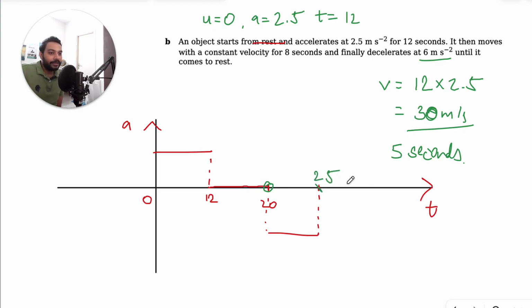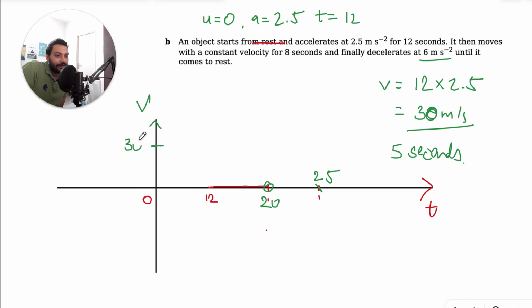Now we can draw the VT graph. Let's remove these. This was 20. So this is now V, velocity, with 0 and 30. Drawing a horizontal guideline here, and then vertical guidelines. From 0 till 30, first leg. 30 constant for 8 seconds, second leg. From 30 to 0, third leg, 5 seconds.